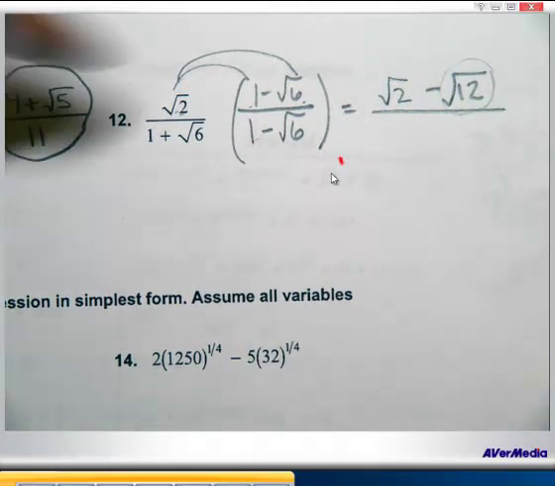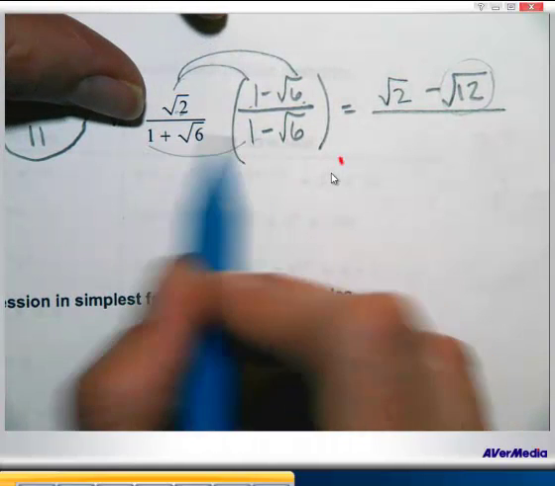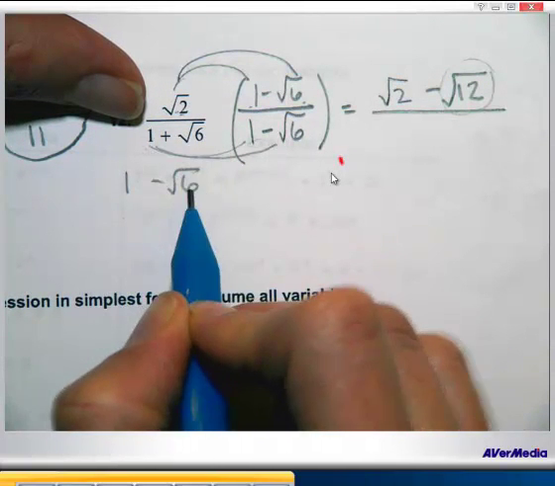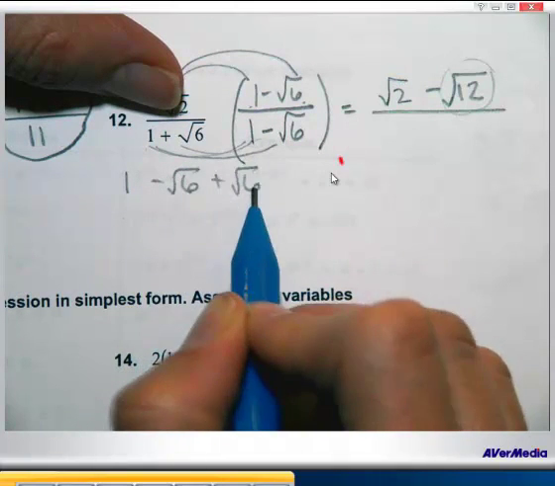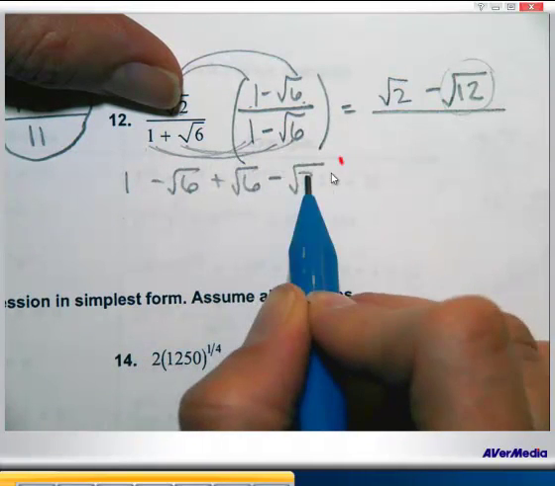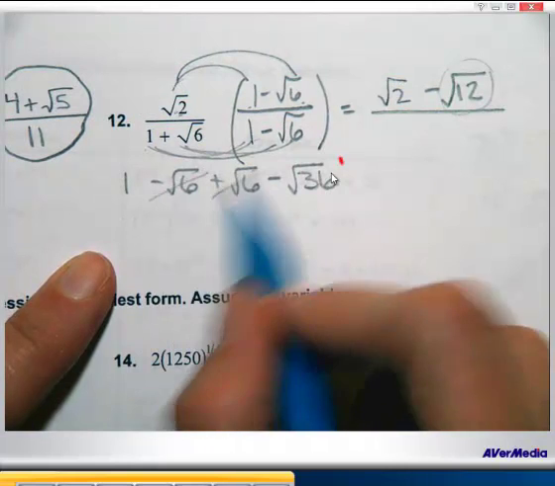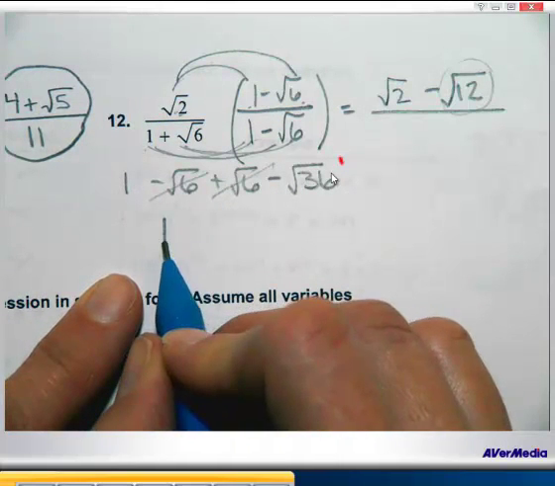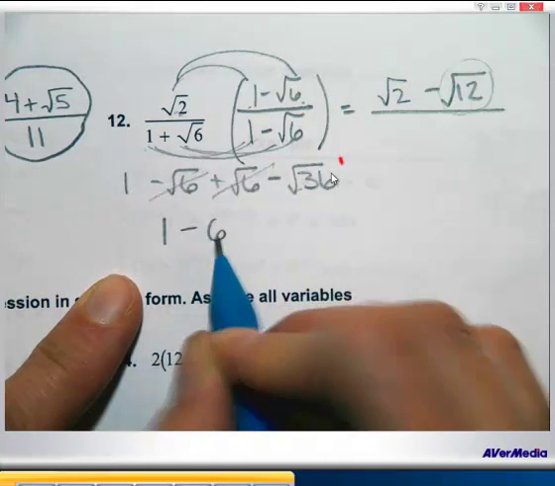On the bottom, when you distribute, you get the 1 times 1 is 1, negative square root 6, positive square root 6, negative square root 36. The two square roots of 6, positive and negative, cancel out. We get 1 minus 6, which is negative 5.